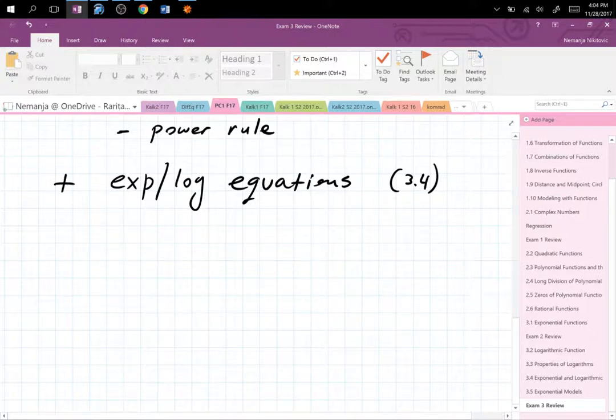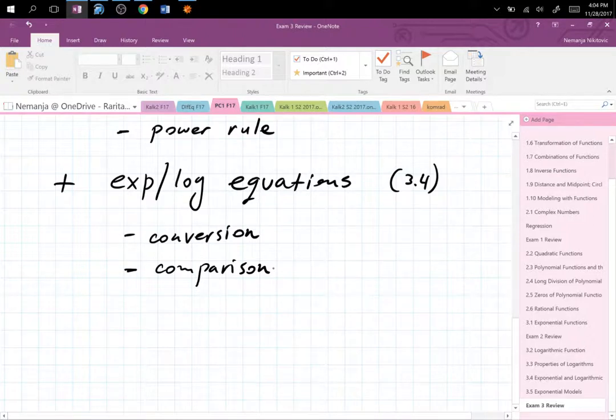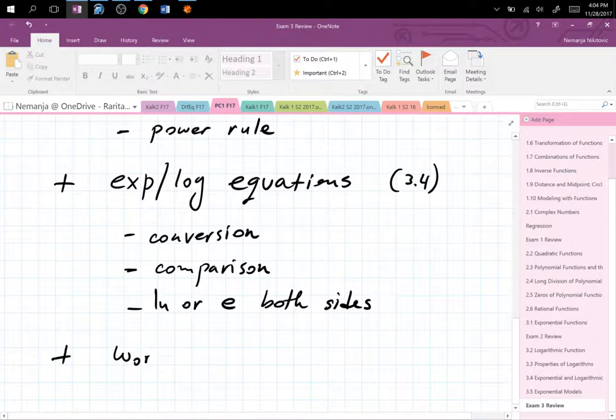And for these, we must know conversion as the basic, always-works thing. But also comparison. Comparison is a very powerful way of solving problems. And then we have ln or e on both sides, which is also a powerful way to solve equations. And I'll do examples of that. And then we have finally word problems.